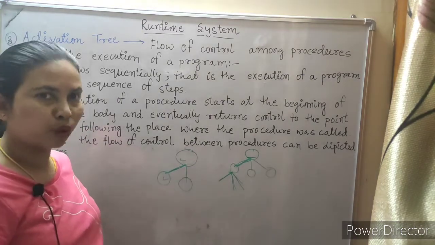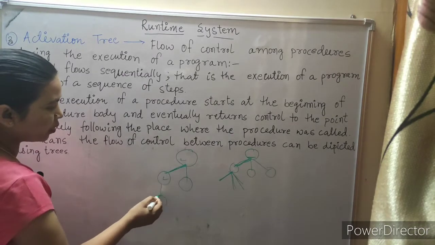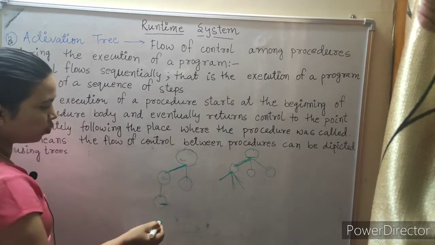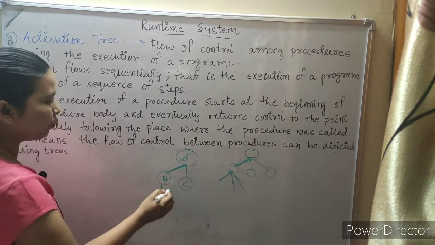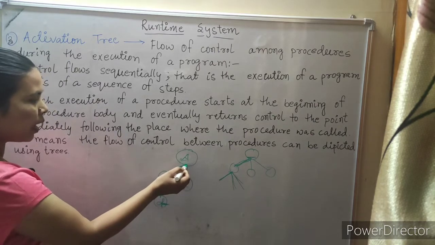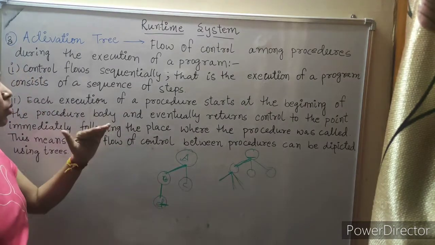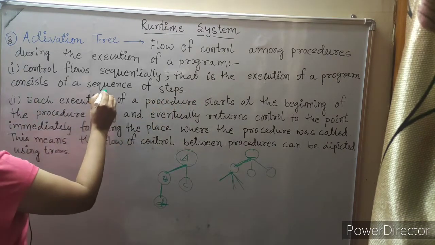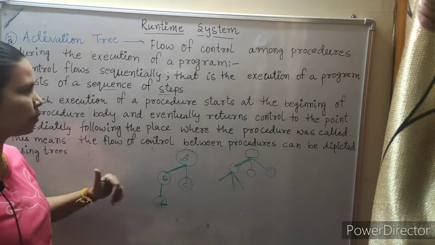That means whenever we are following the control flow like this, it should be sequential. Suppose this is A, B, C, D. If I call D, then I go A to B and then afterwards D. This is the sequential format. That is, the execution of a program consists of a sequence of steps. This is one step and this is the second step here.